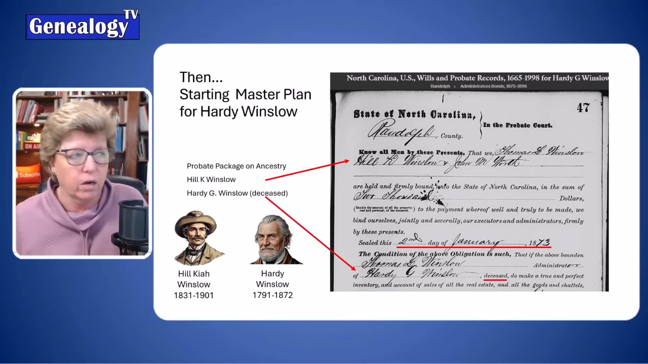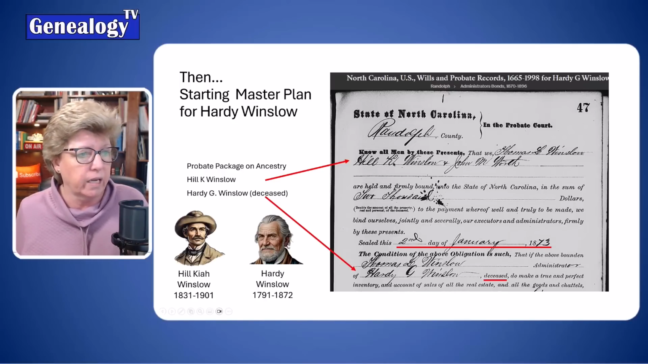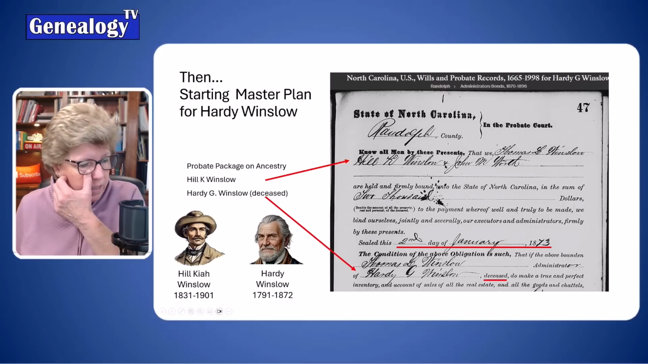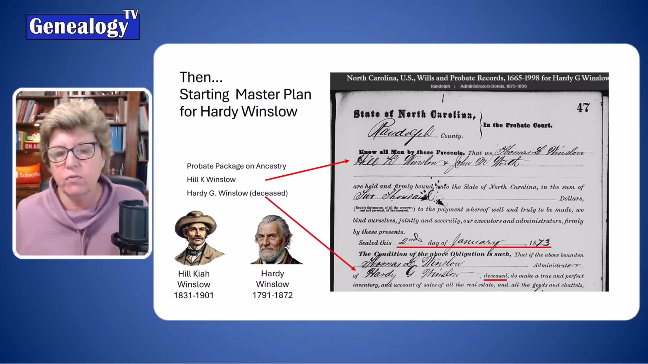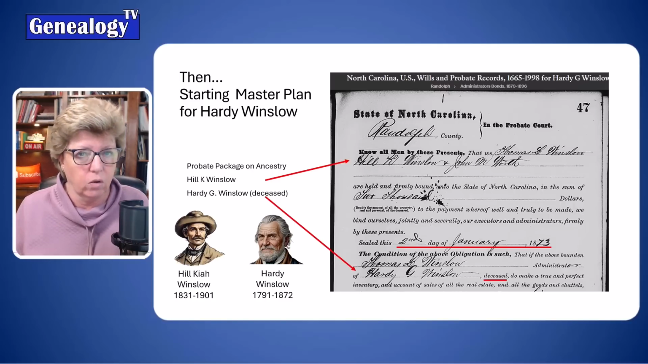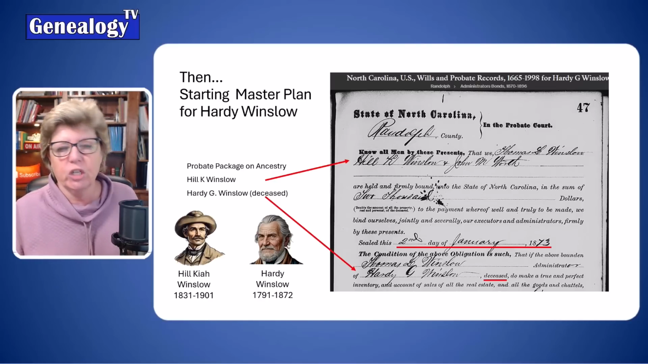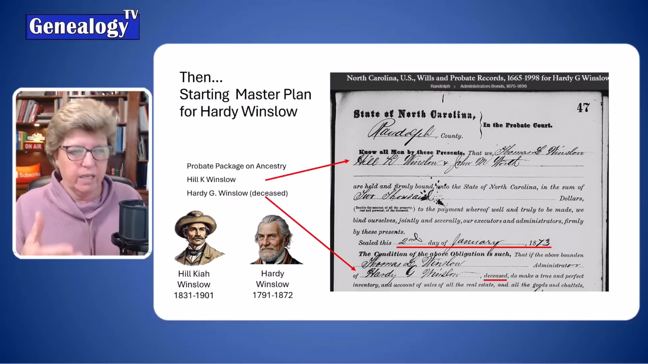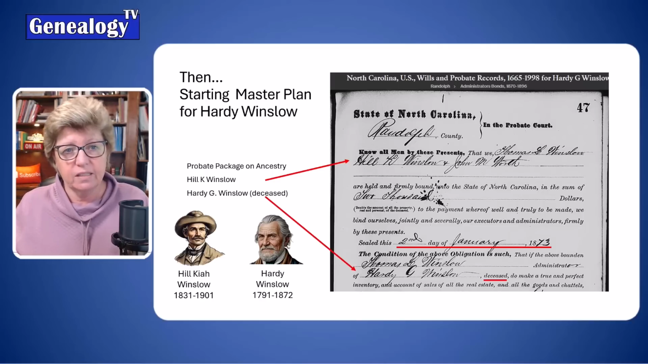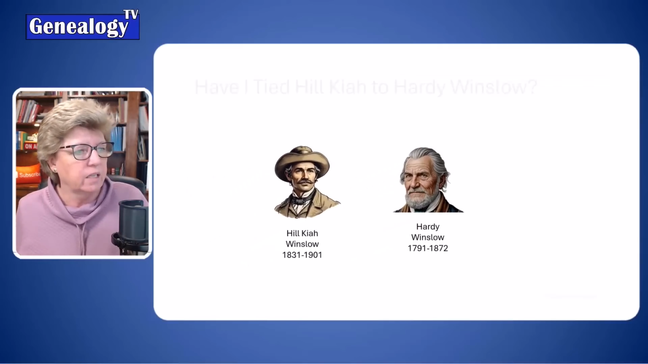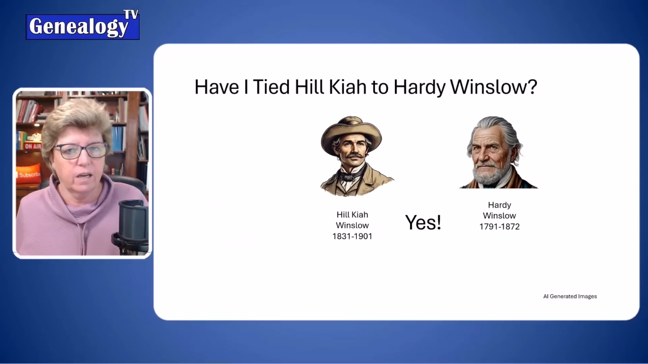So I start working on Hardy, and I discover a probate package for Hardy Winslow, and it names Hill Kiah Winslow. Now, this is quite a package, a probate package, for which I have yet to transcribe the whole thing, because I haven't even started research notes for Hardy Winslow yet. I'm just at that beginning phase. But in reading through it, I found where it names Hardy Winslow and Hill Kiah Winslow, his son. So I've got it now. I have proven it, right? Have I proven it? Yeah, I think I have.